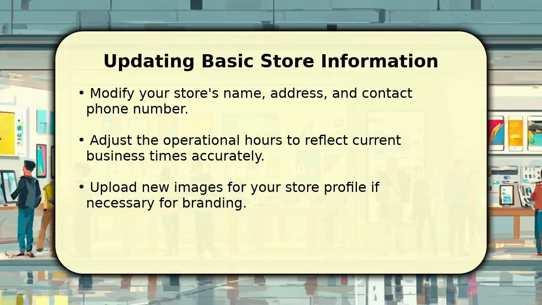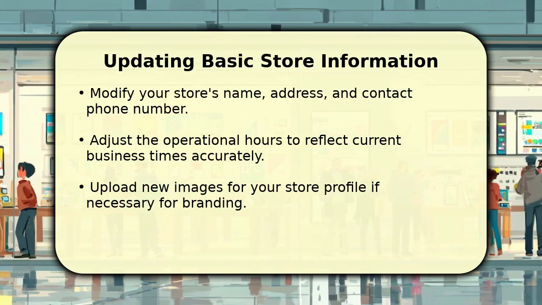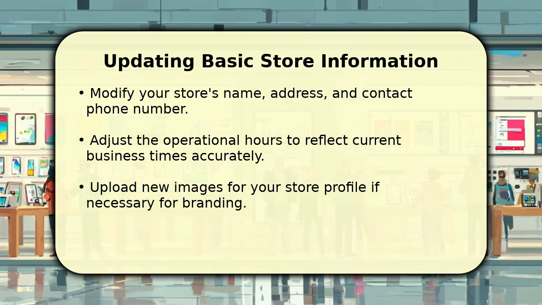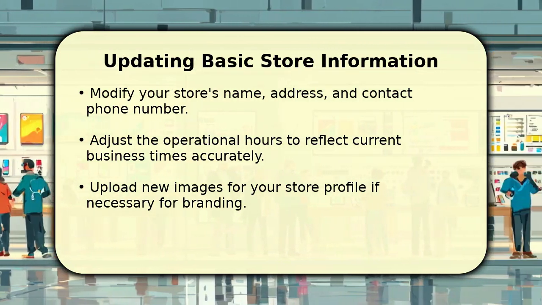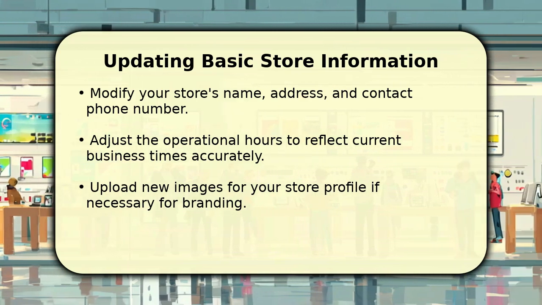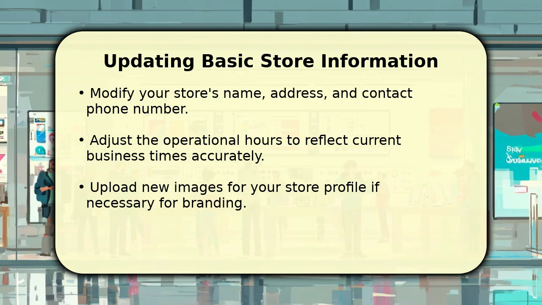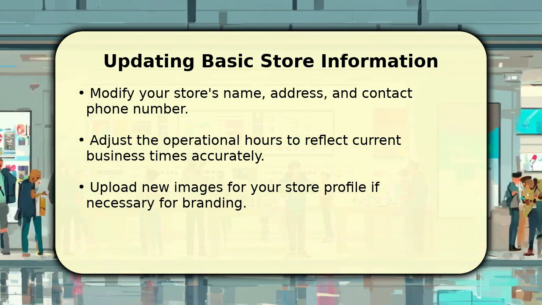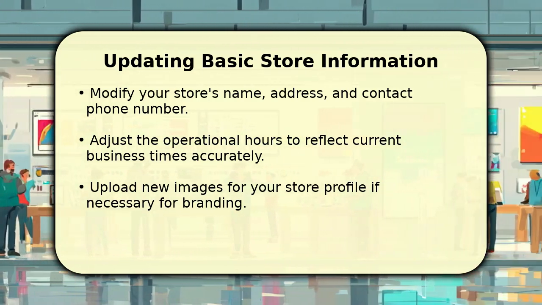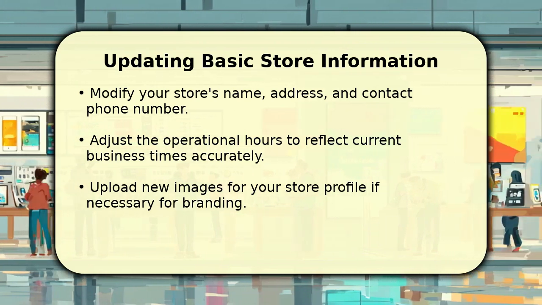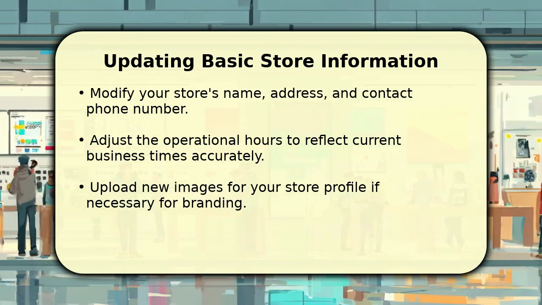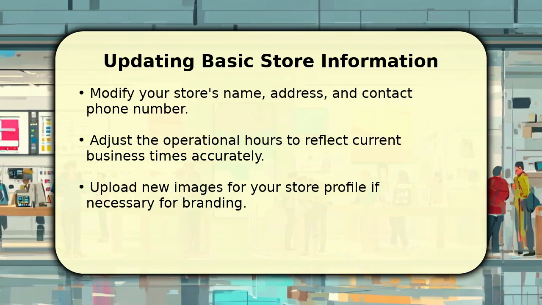Within store management, you can update fundamental details like your store's name and its physical address. This is also where you will change your primary contact phone number, ensuring customers can reach you. Remember to adjust your operational hours here, setting precise open and close times for each day of the week. Making sure these details are exact prevents customer confusion and improves efficiency.